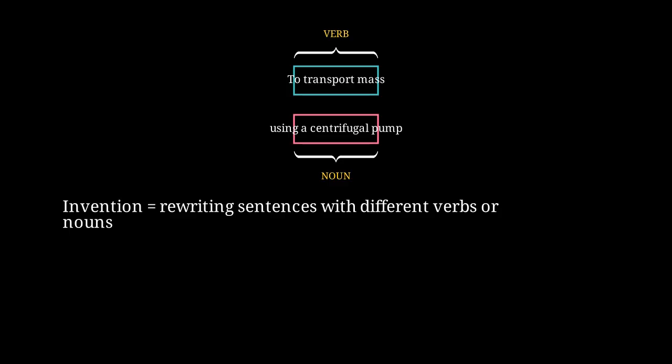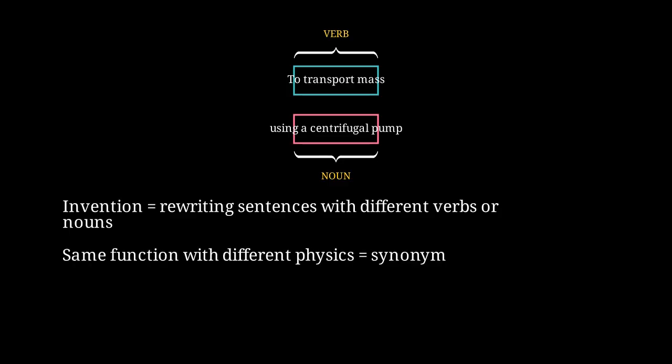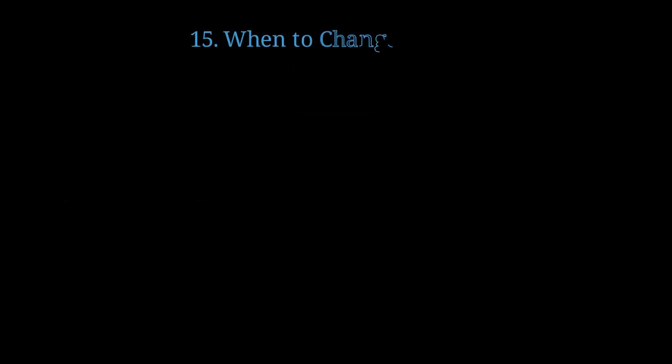Invention is like rewriting sentences, keeping some parts while substituting different verbs or nouns to express the same idea differently. Using different physical mechanisms for the same function is analogous to choosing synonyms that convey the same meaning. When should you consider changing the physical mechanism rather than optimizing the existing one?